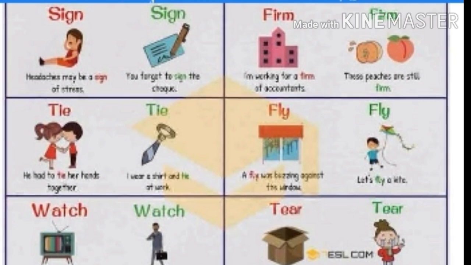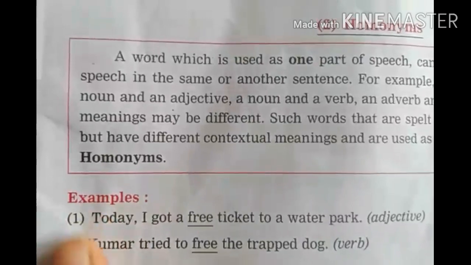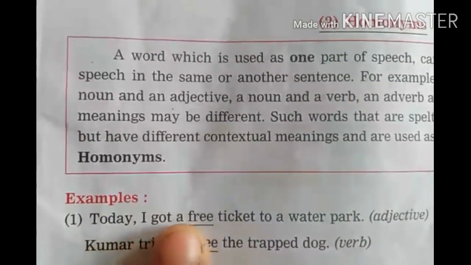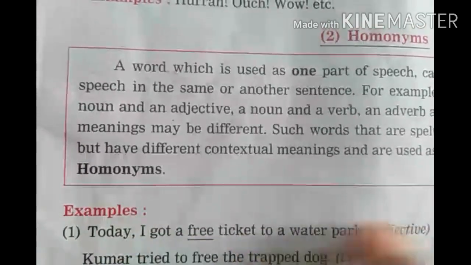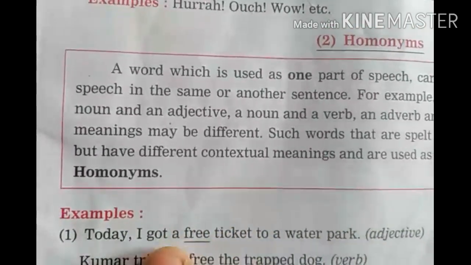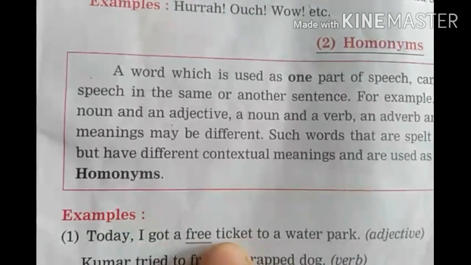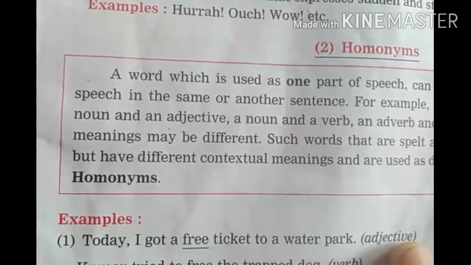So this way the same word can be used in two different sentences, or it also can be used in one single sentence together. It can be an adjective also or it can be a noun also. Now let's see any part of speech examples. Number one. Today I got a free ticket to a water park. So can you see here free is used as an adjective because it is telling us more about the ticket. How did that person get the ticket? He got a free ticket. Understood? So free is used as an adjective in this example.